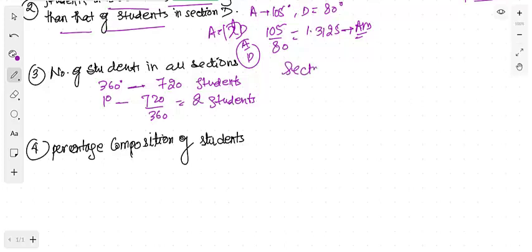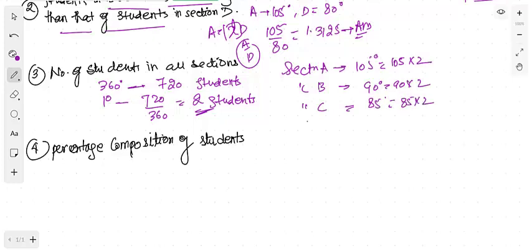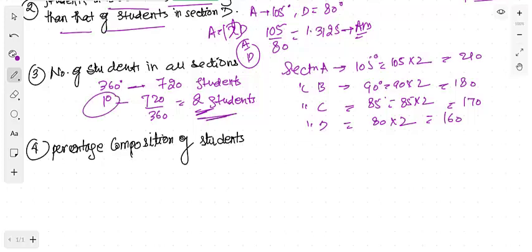Okay, now section wise you have to find all students. Section A contains how many number of students? 105 degree. So it is equal to 105 into 2, since 1 degree is equal to 2 students. For B, it will be 90 into 2. And for C, it is 85 into 2. Similarly, for D, it will be 80 into 2. This is 160, this is 170, this is 180, and this is 210. These are the answers, number of students. Okay, you have converted the angular form into number of students form by using this particular step.